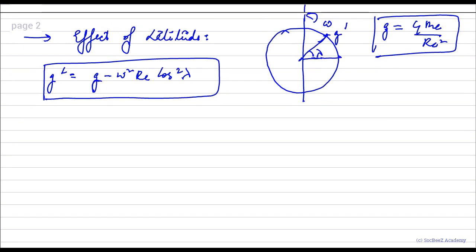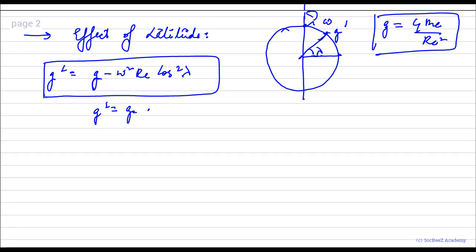My first case would be when my particle is at the pole. In that case lambda will be equal to 90 degrees and cos square lambda will be equal to 0. So at poles my g dash is equal to g. So we get normal values of acceleration due to gravity. At poles the body is going to experience the acceleration due to gravity as if the earth was completely stationary, as if the earth wasn't rotating at all. So this is my case of poles, when lambda equals 90 degrees.